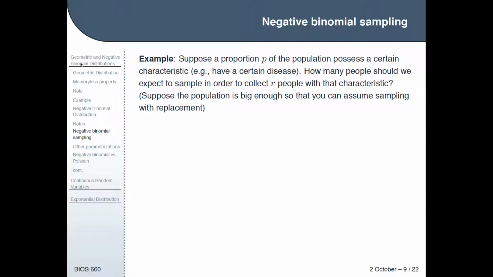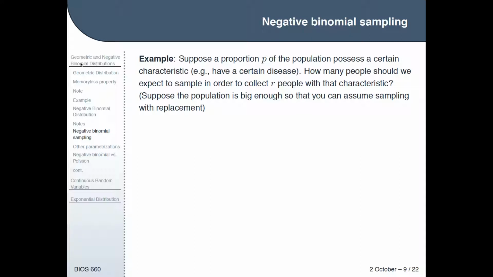Example of negative binomial sampling: say that a proportion P of the population has a certain disease. How many people would you expect to have to sample to collect R with the characteristic? And we're going to assume that this is essentially like sampling with replacement.